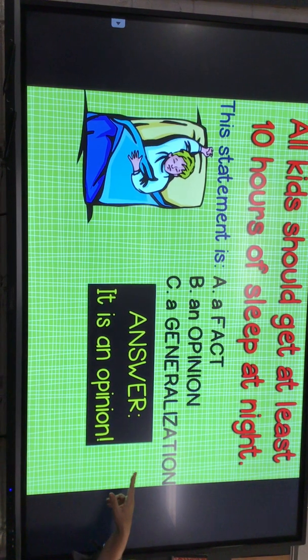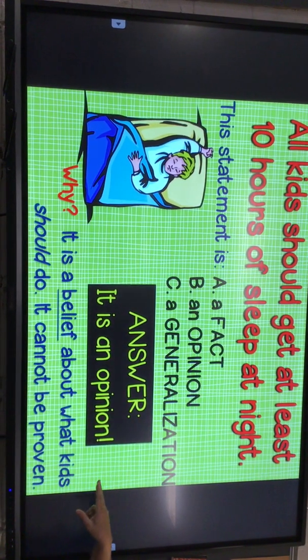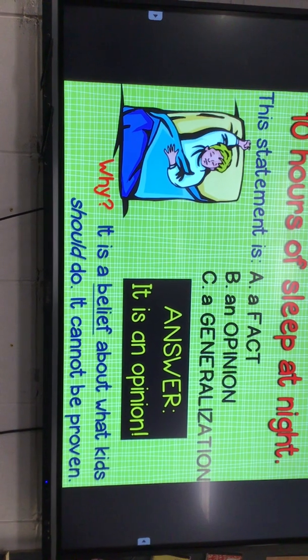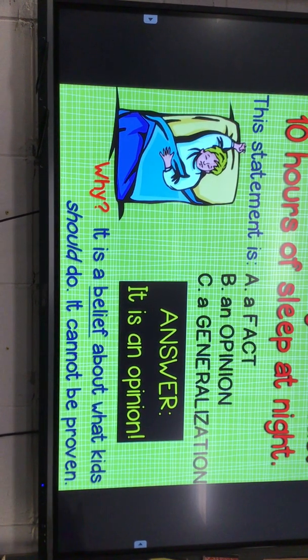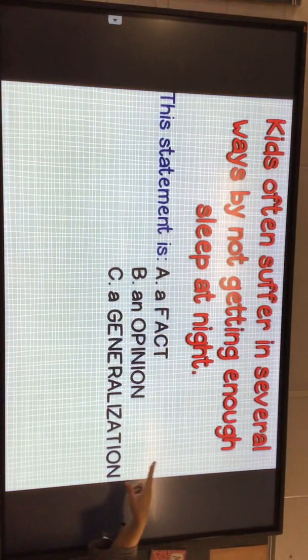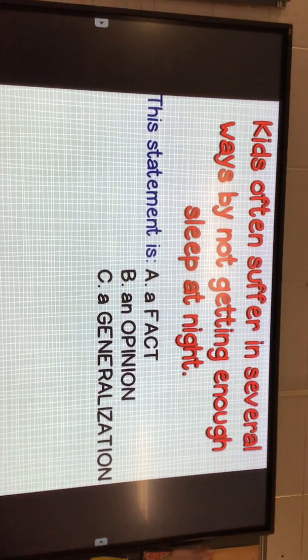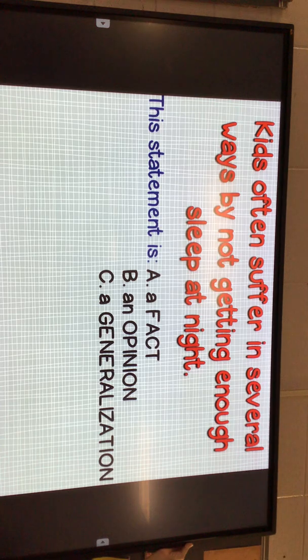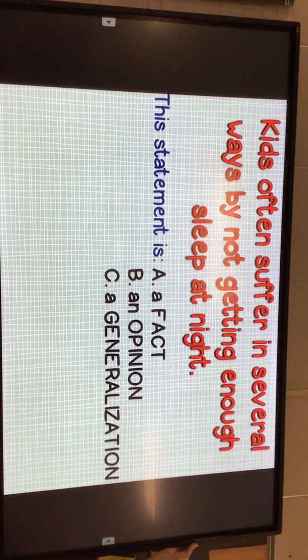Now, this is an opinion. It's a belief about what kids need. It is not a fact, and it can't be proven. So, kids often suffer in several ways by not getting enough sleep at night.